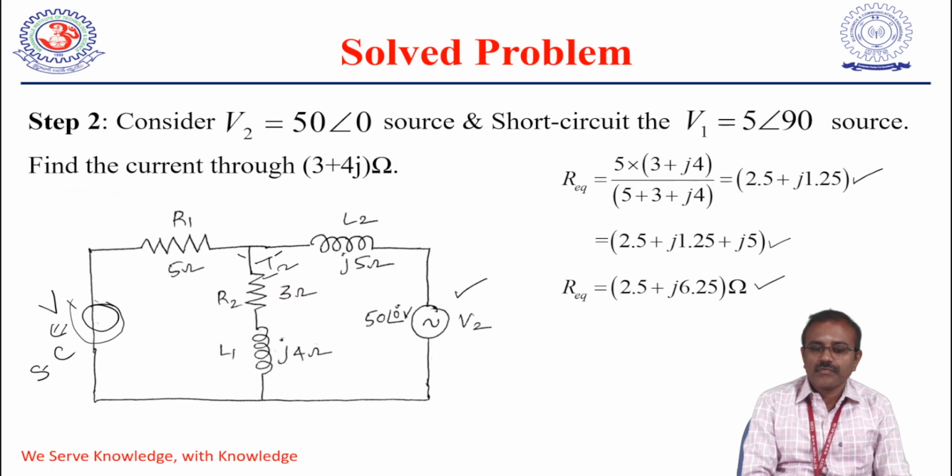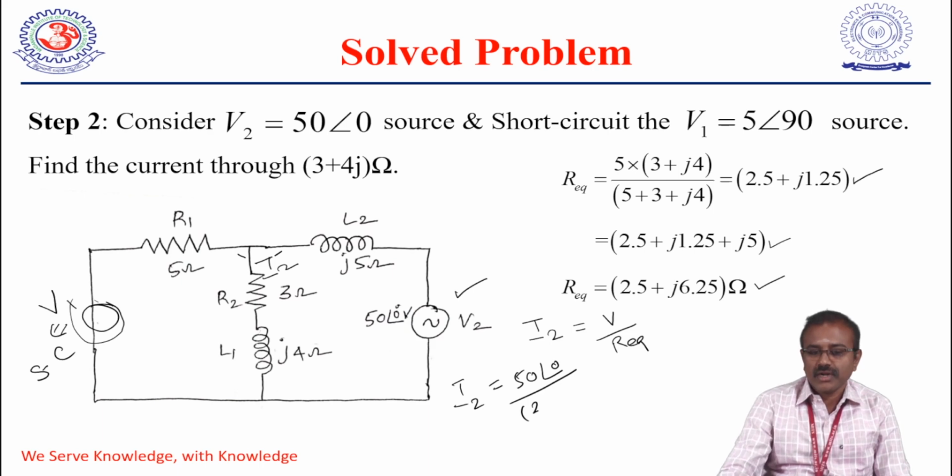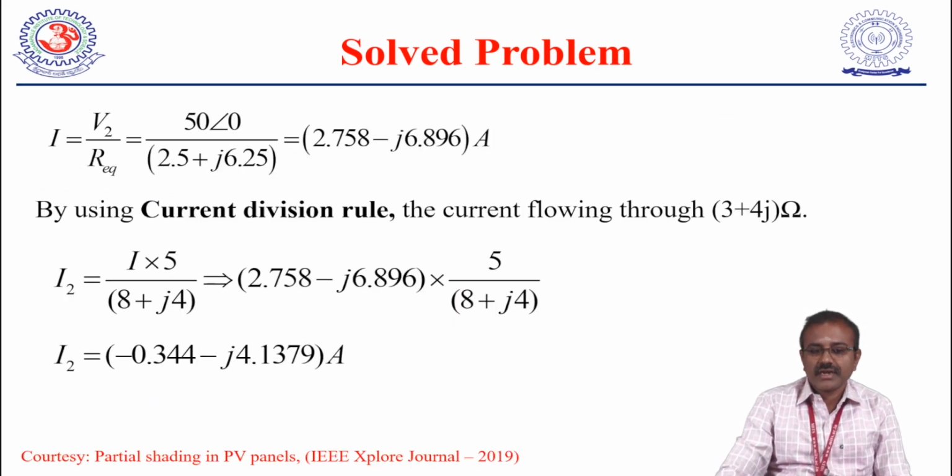Next we need to find the total current for this circuit. So I2 is equal to V by R equivalent. V is nothing but 50 angle 0 divided by 2.5 plus J6.25. So we are getting the answer as 2.5758 minus J6.896 amps. So this is our I current, that is the total current.